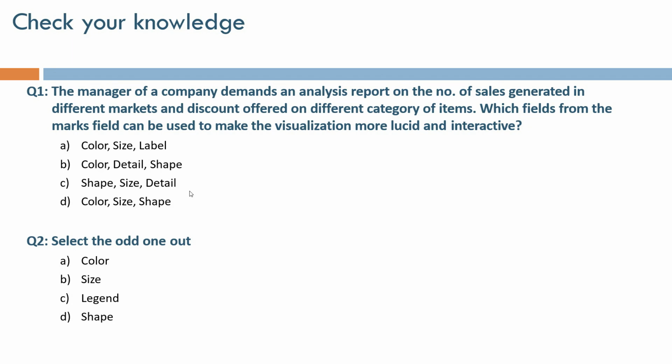Color, size and shape. Now select the odd one out. What is the odd one here? Color, size, legend and shape. Here color, size and shape are used to differentiate, and we can use them through the marks card. The legend is the odd one out here.